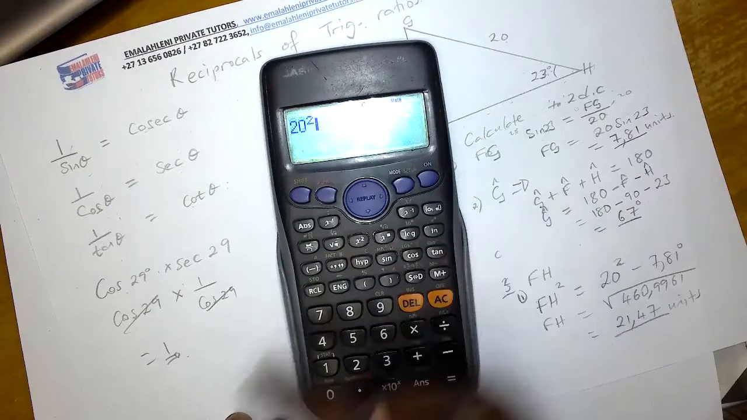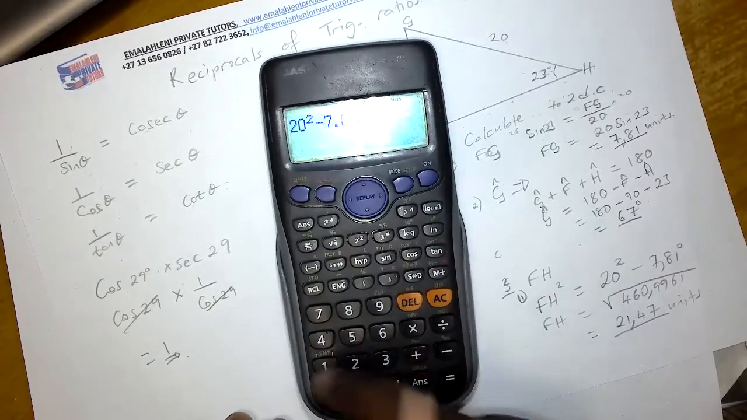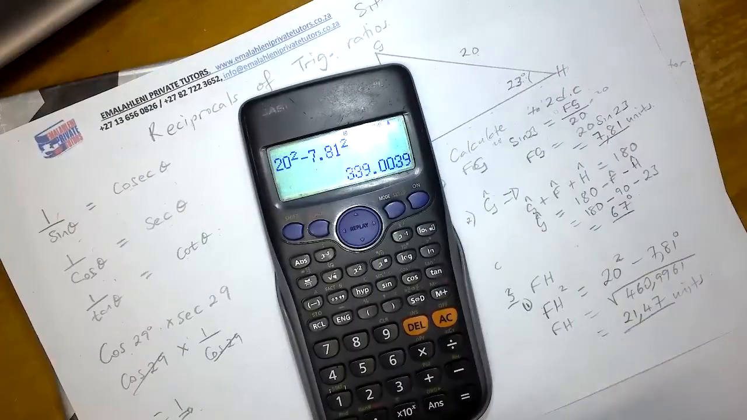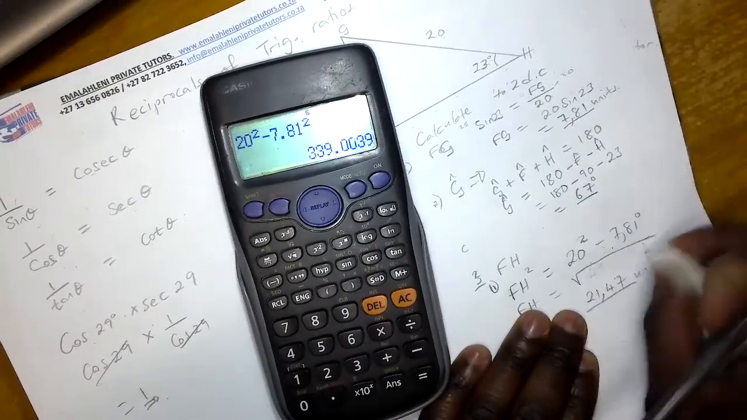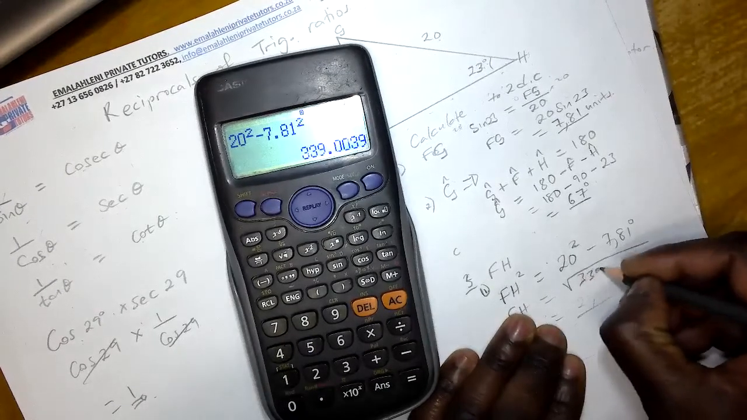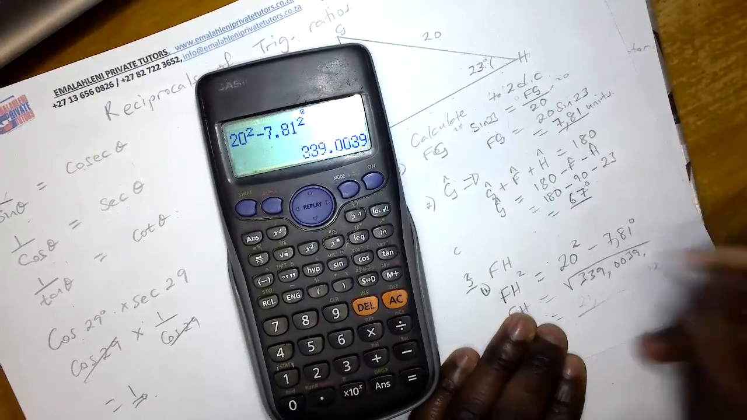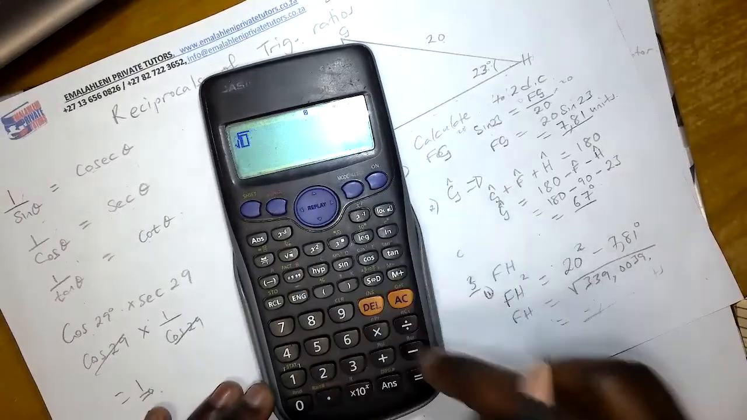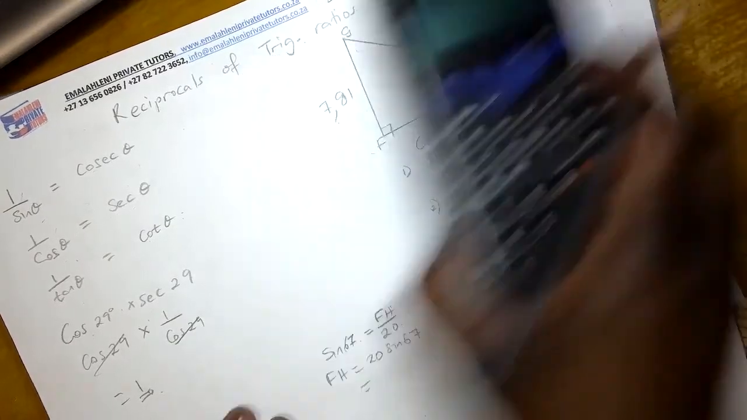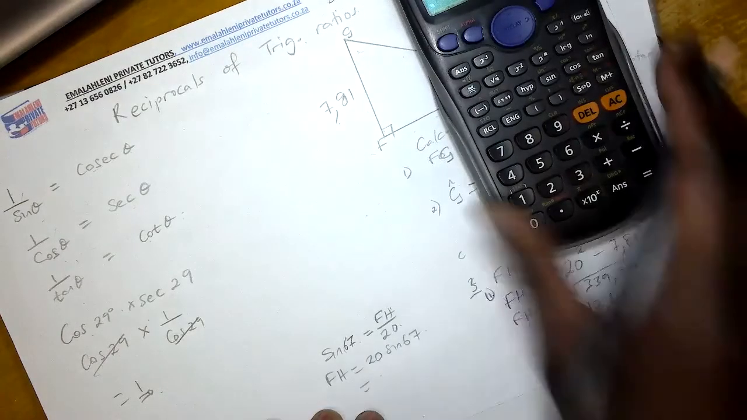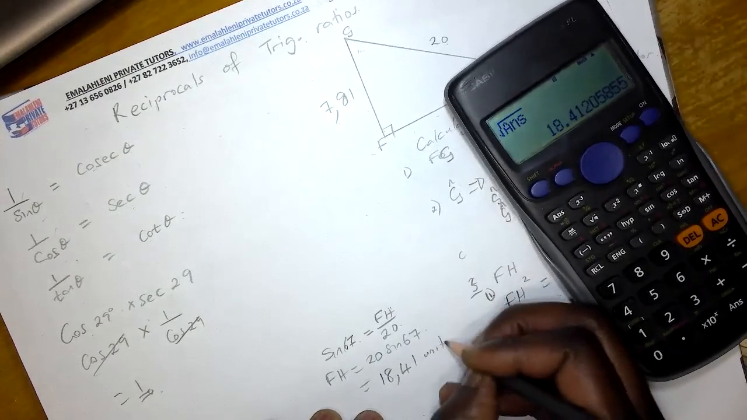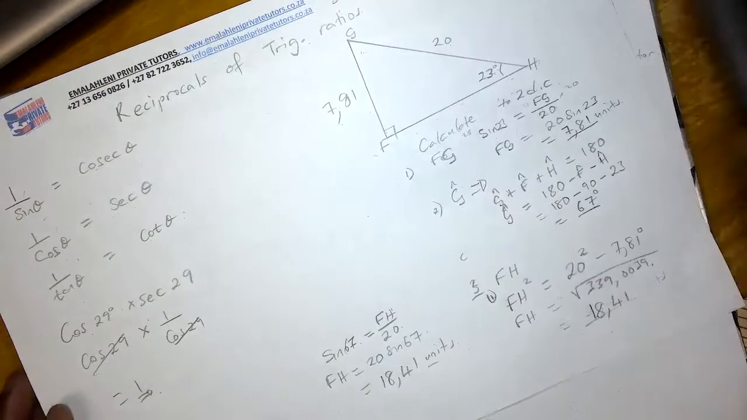20 squared minus 7,81 squared, we get 339. My apologies, I made a mistake here. Instead of subtracting, I add. So it's 339,0039. Okay, so if we say root of that, we get 18,41. Now here, this is the same answer that we are getting, 18,41 units. So these are different ways that you can use to calculate your side there.